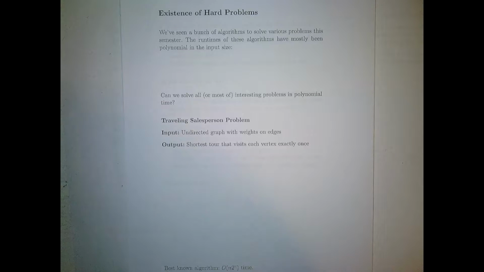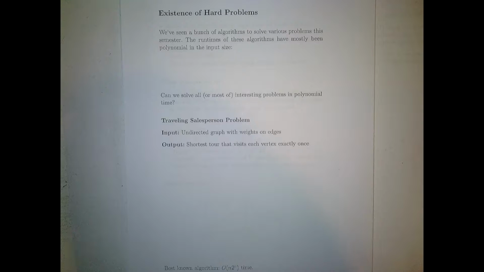Hey folks, so we're going to continue today thinking about some graph problems, but we're going to shift focus a bit on the topics. Specifically, today I want to think about the existence of hard to solve problems that are in some way difficult.